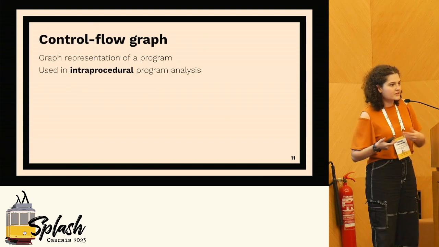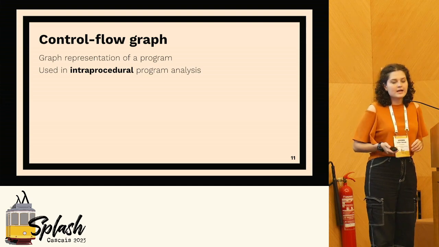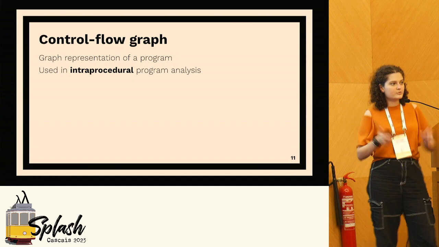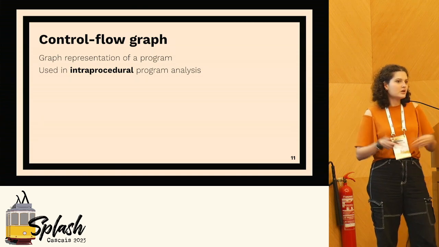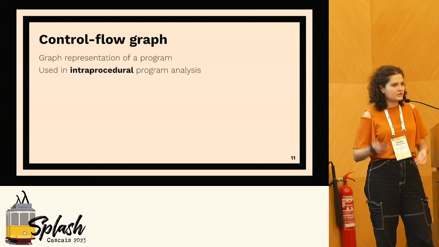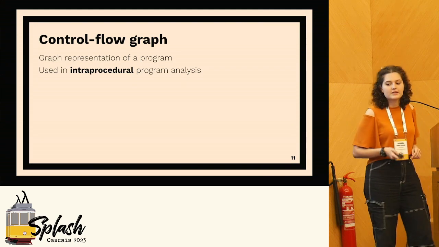Control flow graphs are a graphical representation of a program, and here we're going to be focusing on intra-procedural program analysis. That's program analysis within a single procedure, within a single function. We're not considering function calls. Many compiler optimization tasks, such as register allocation, are done at the function level, right?